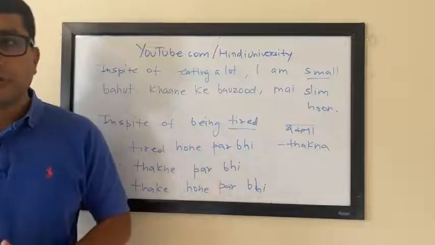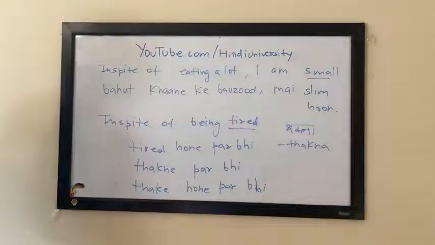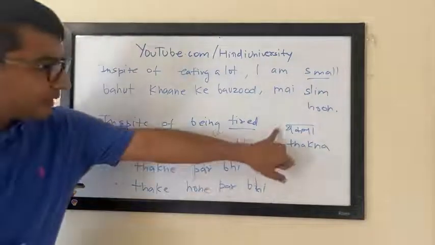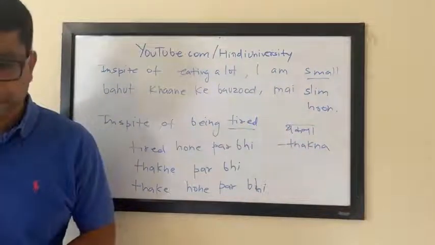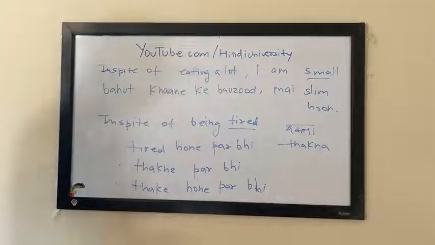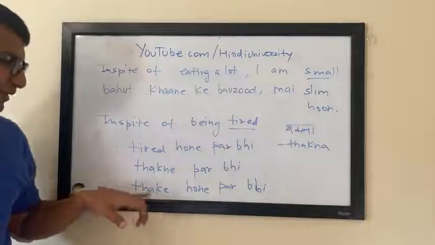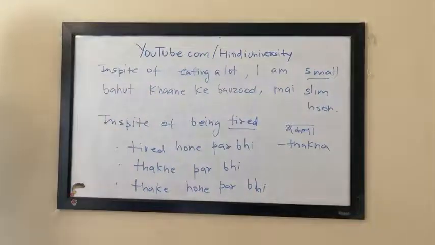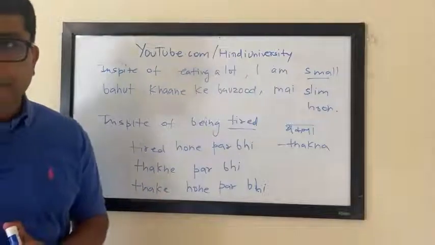If you want to use it in the past tense, vah thak gaya. It's a little bit tricky, so if you want the very, very basic form, stick with thakna. Because it becomes thakke hone, whereas most of the other verbs don't use the oblique. By nature this is a tricky one. That's why it's thakke hone par bhi. Thank you. Yeah.